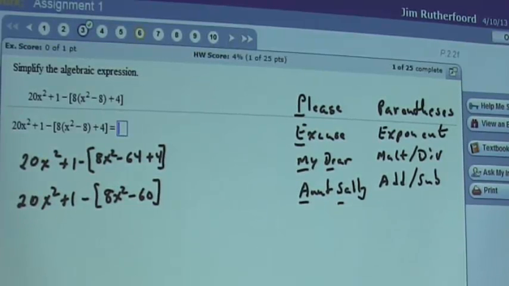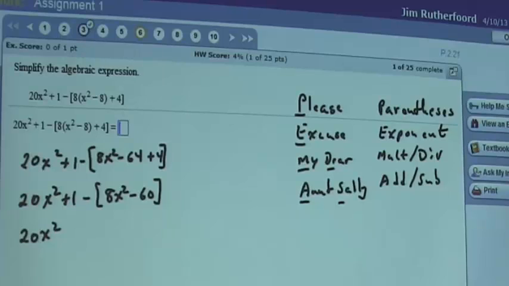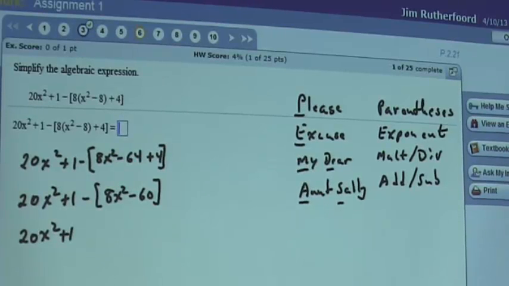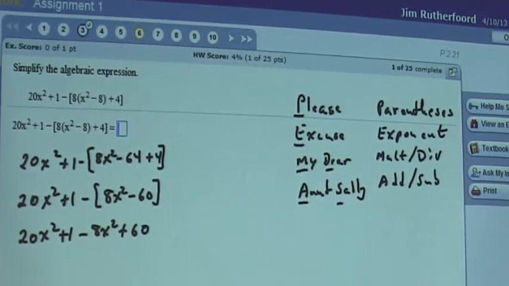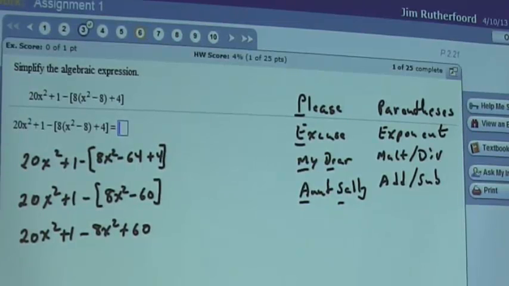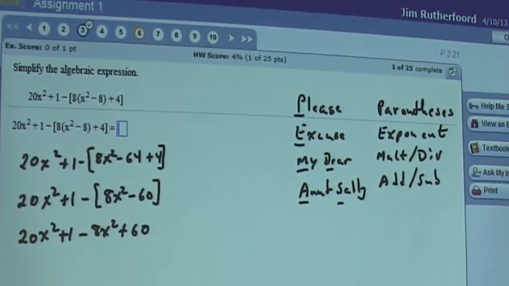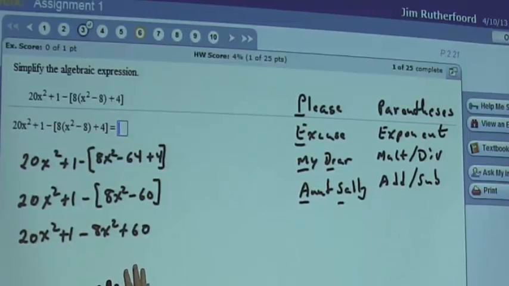Now, you probably did this before by multiplying through by negative 1. You can do that as well. And what you'll get is 20x squared plus 1 minus 8x squared, but the additive inverse of negative 60 is plus 60. And that's one of the places that I see mistakes quite often, is forgetting that this is the negative inverse of this whole expression inside. So therefore, the second expression there must be changed as well, second value.